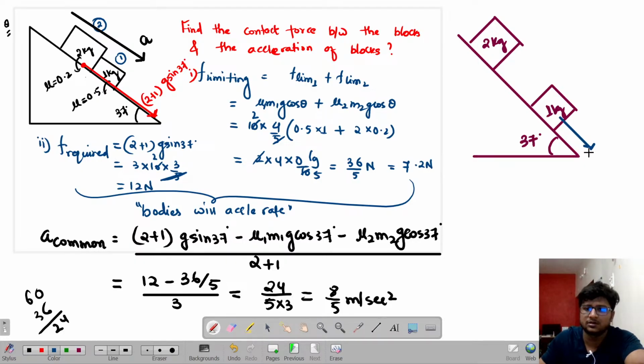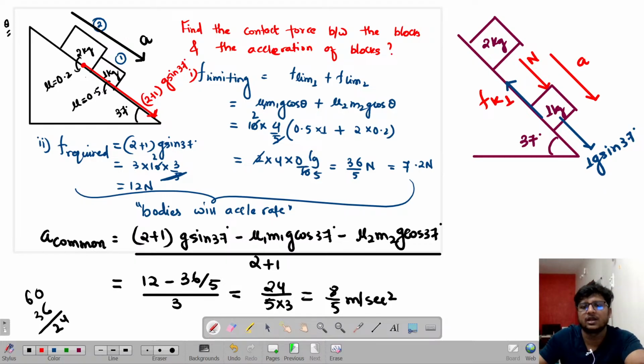which is 1g sine 37. Its opposing force is kinetic friction. And it's accelerating along this direction. So basically 2 kg is pushing it by a normal force N. Is that clear or not? This is acceleration a and this is F kinetic of 1. Are you able to get me or not? So now I can write its equation of motion. Its equation of motion will be written as what?